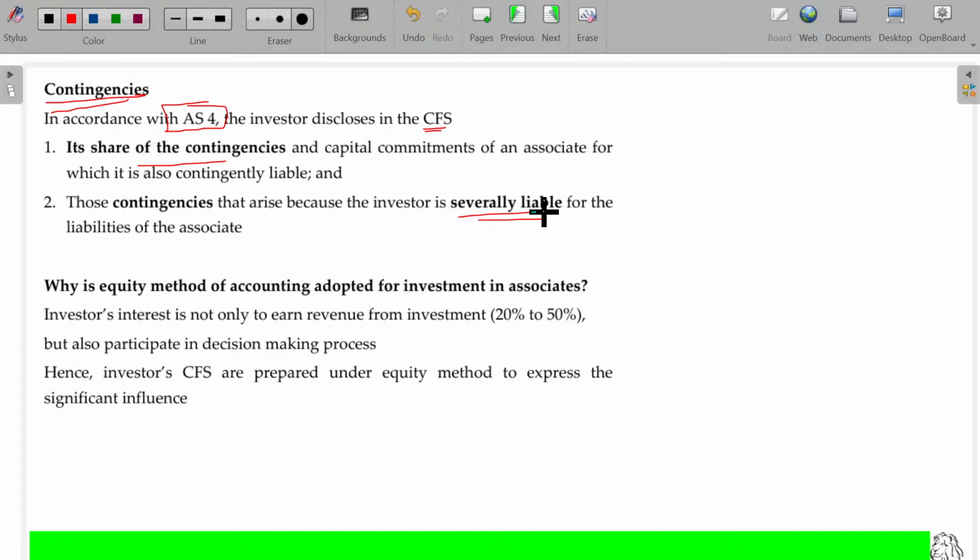So you have to interlink with AS number 4. That AS number 4 is the chapter for contingencies only. Why is the equity method of accounting adopted? Okay. So why do I follow the equity method?